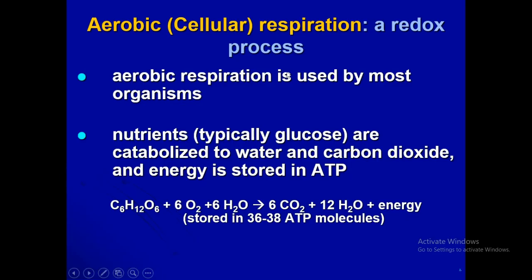Okay, so aerobic respiration is actually a redox process, okay, because it requires oxygen. So aerobic respiration is used by most organisms. So nutrients, typically glucose, are catabolized to water and carbon dioxide, and energy is stored in ATP. So aerobic respiration is a redox and catabolic process. So the goal is actually to release the chemical energy that is stored in the food para i-capture sa ATP. Okay, so the other goal is to produce ATP so that makapture na tong energy nga na-harvest na to gikan sa foods. Okay?